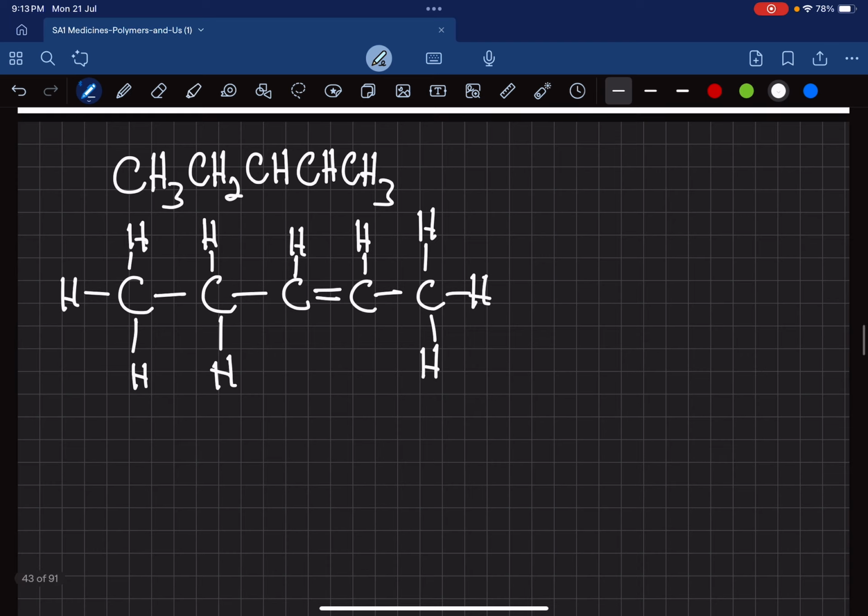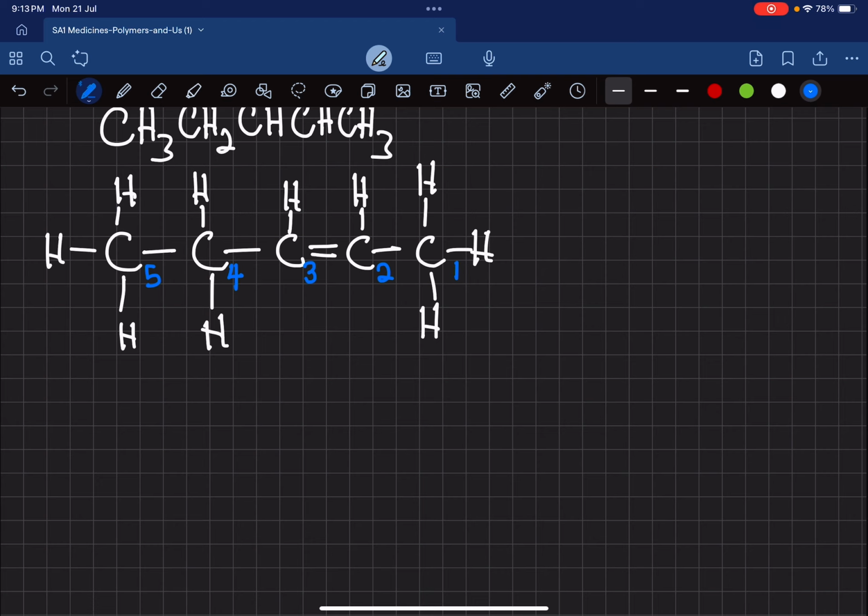So, all right, what's the name for this? How many carbons do we have? We have 1, 2, 3, 4, 5. We have 5 carbons, right? And the double bond is at position number 2. So this is called pent-2-ene. Okay, so this is called pent-2-ene.